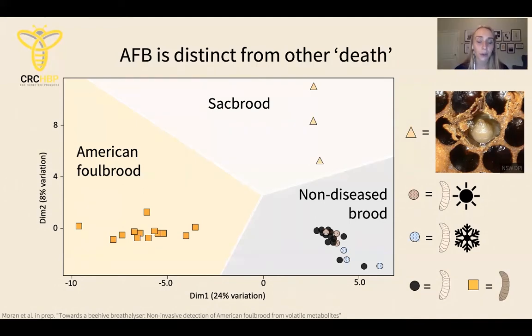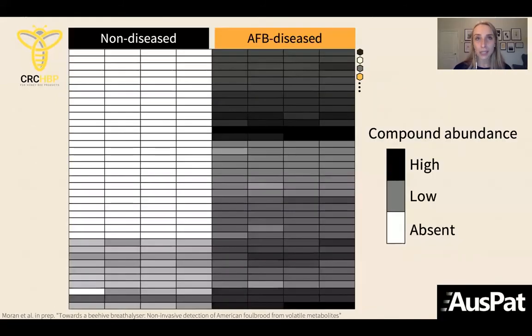At some point, I would also like to add European foulbrood to this figure, but WA doesn't have European foulbrood, so I'm still working on getting some samples that I can analyse. I dove into the analysis and found that it's only about 30 compounds that are the key to American foulbrood's volatile profile. They are what we call biomarkers.